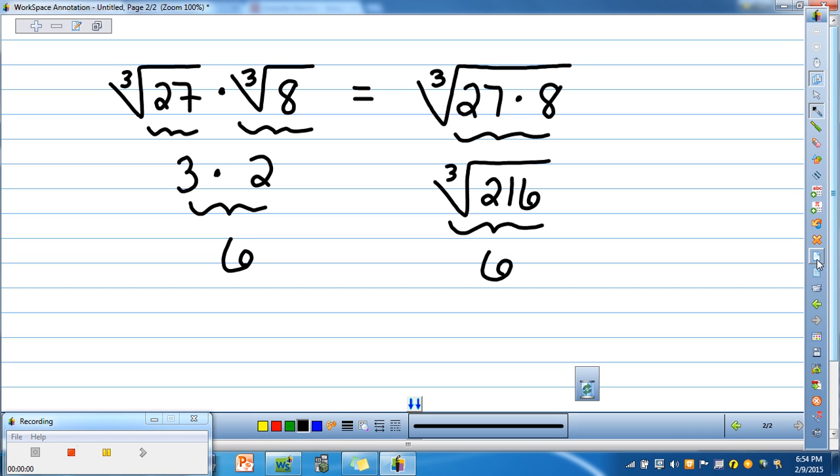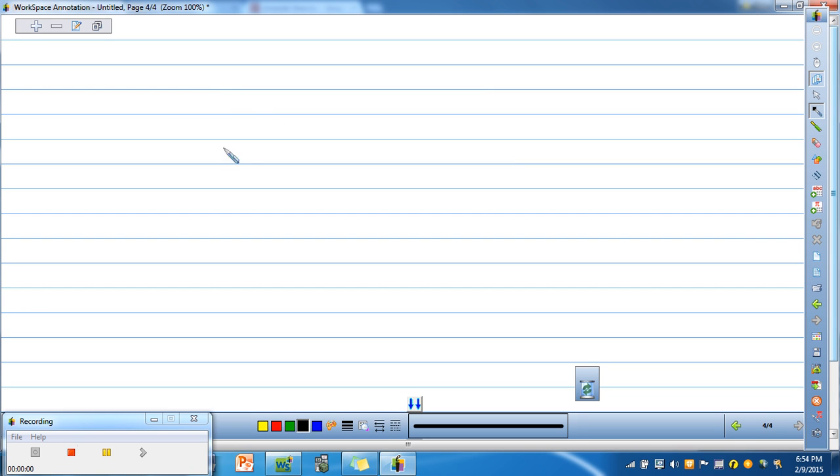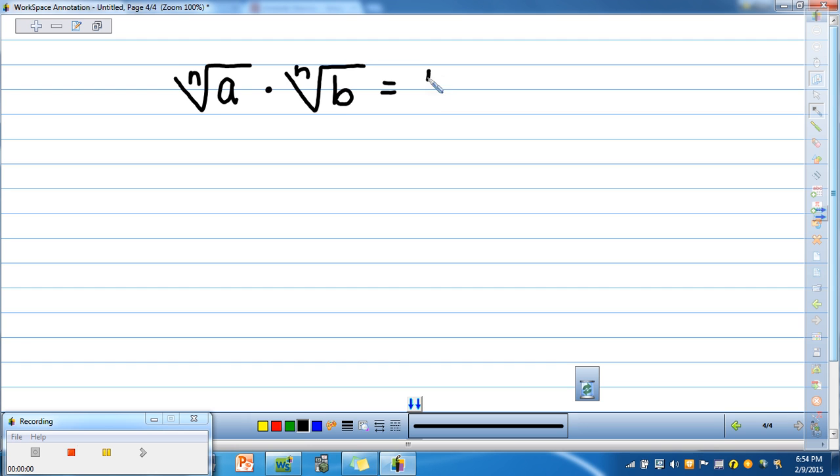So this leads us to a rule that we can use for multiplying radical expressions. So here's our rule. Suppose we have the nth root of A times the nth root of B. These roots have to be the same. We call this number the index. So either both square roots, both cubed roots, both fourth roots, and so on. It's the same thing as the nth root, keep the index the same, of A times B.